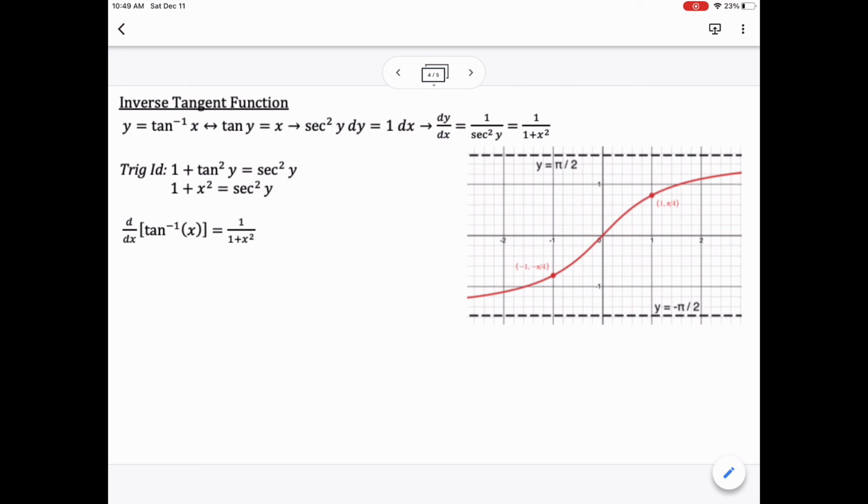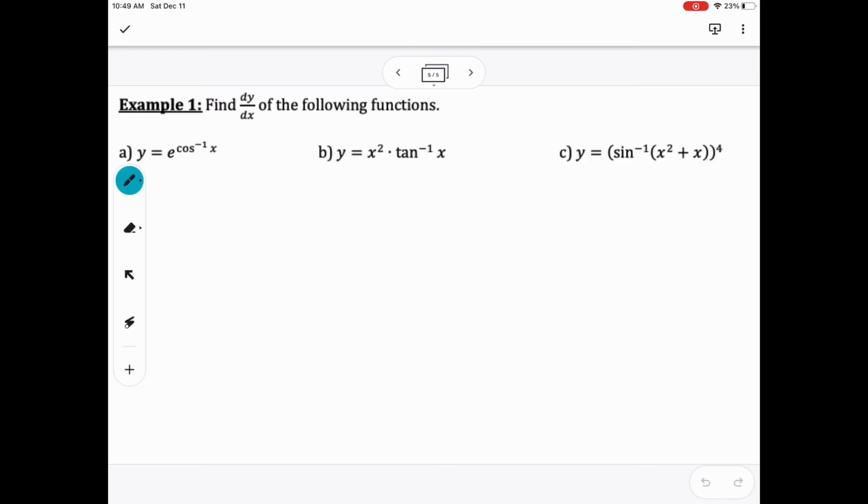For tangent, it's very similar as well, but it pulls from a different trig function, because it's 1 plus tangent squared equals secant squared. So there's no radical when you solve, and since it's already equal to secant squared, inverse tangent's derivative is 1 over 1 plus x squared. Also notice that sine and cosine have a domain restriction because of the square root in the denominator. That's why it's from -1 to 1, and tangent doesn't.